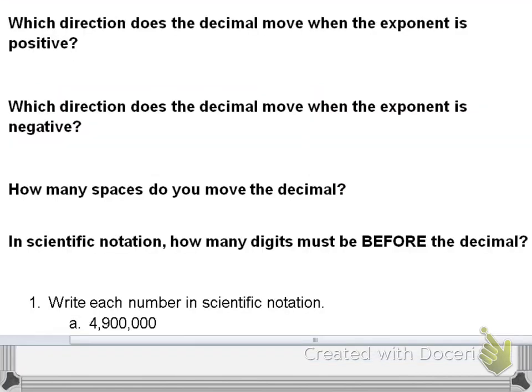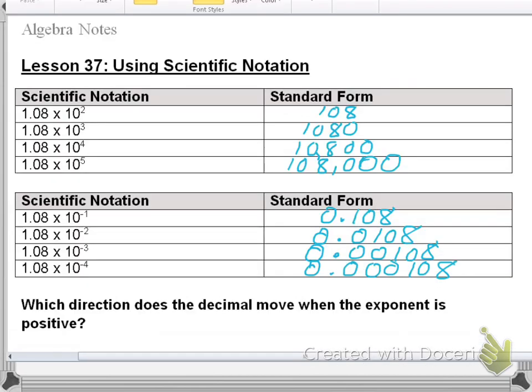So looking at your notes, which direction does the decimal move when the exponent is positive? And the answer to that should be right. So if you were to look back at the first table, when the exponents are positive, the decimal in 108 is moving to the right, so the number is getting bigger. So the decimal's moving to the right here.